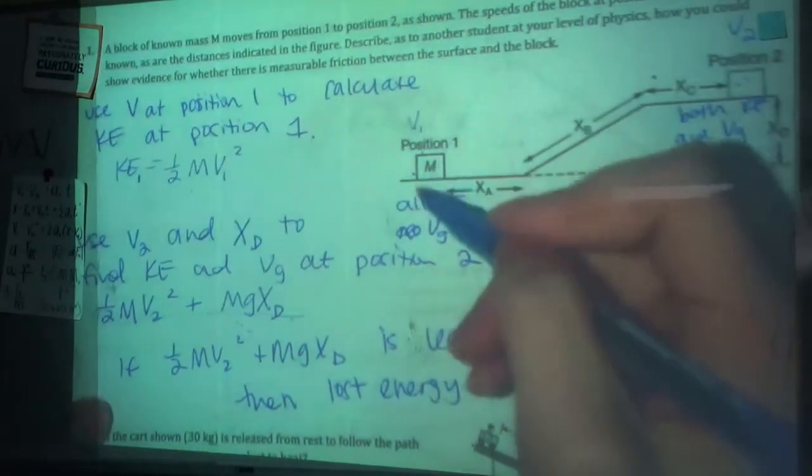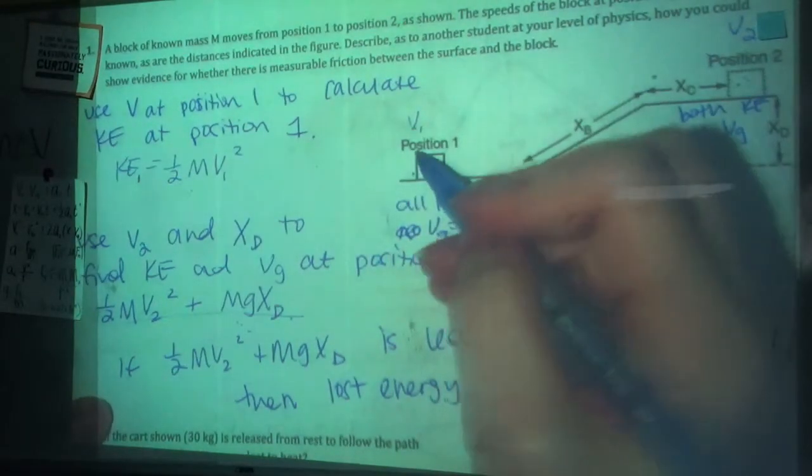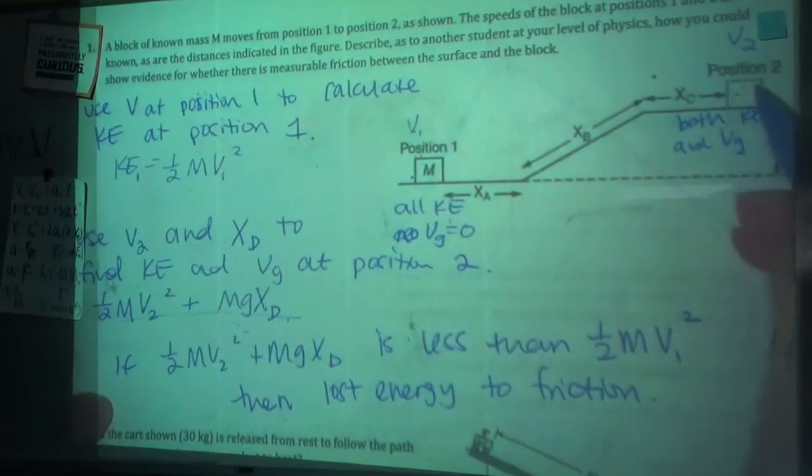So basically you're just saying, okay, use the velocity, find this energy, use the velocity and the height, find this energy. If this is less, then you lost energy. Pretty straightforward.